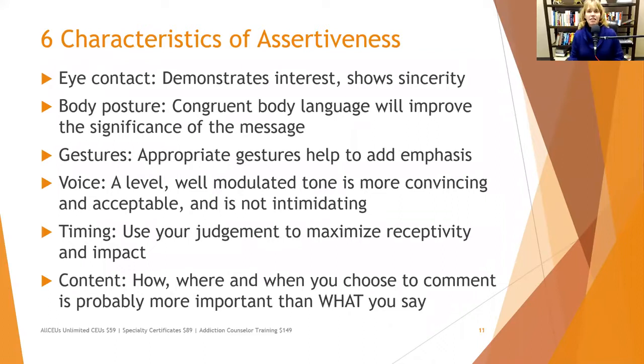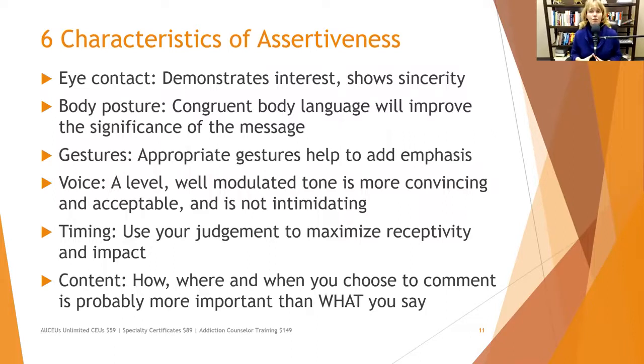Six characteristics of assertiveness. Eye contact demonstrates interest and shows sincerity. So you don't want to look down at the ground and fail to make eye contact. You also don't want to stare and bore your eyes into the soul of the other person. That can be considered aggressive. So, have good eye contact, and smile when at all possible.